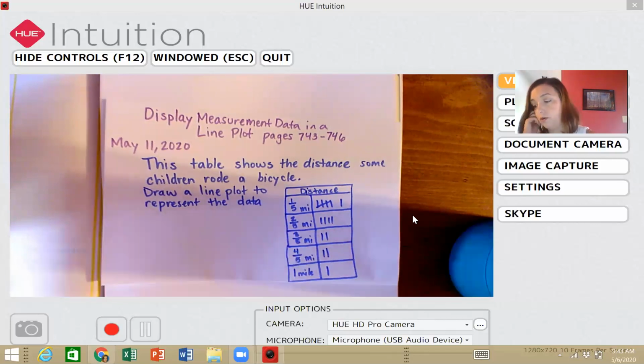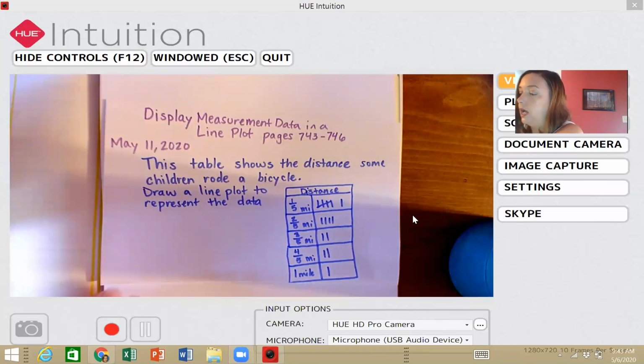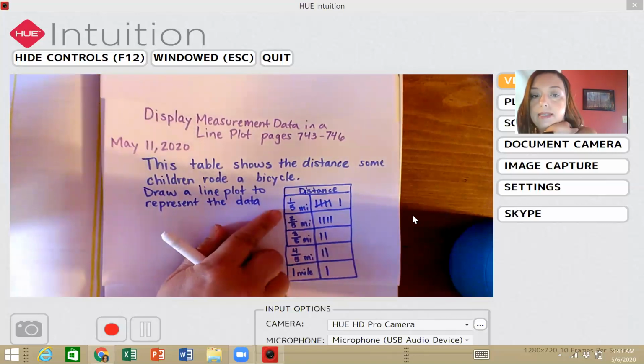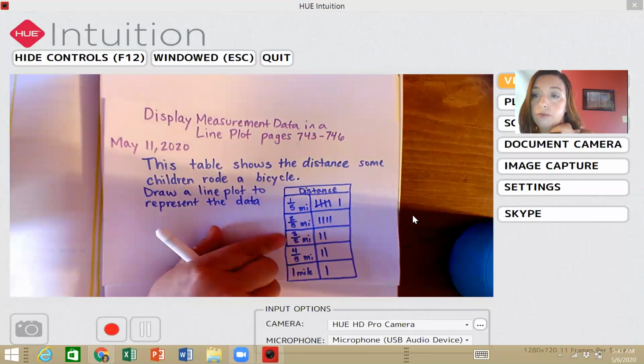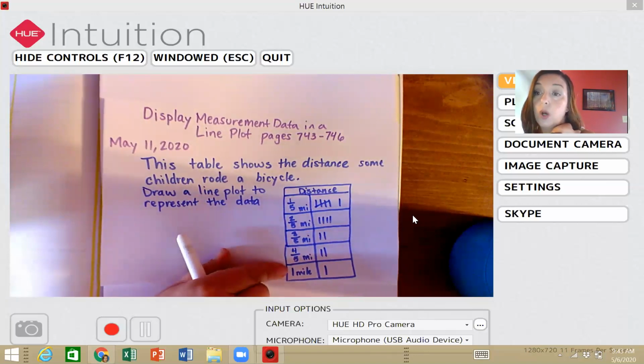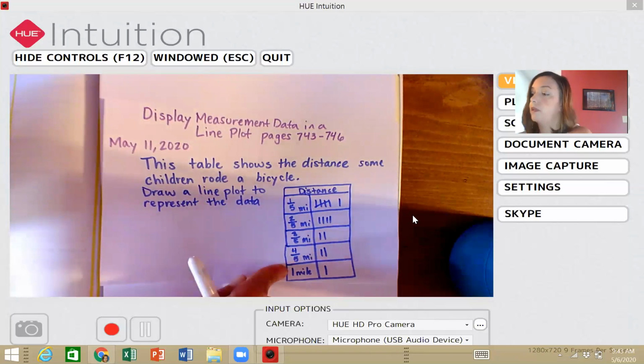So let me give you an example. So here in this data, I have 6 children went 1/5 of a mile. 4 children rode 2/5 of a mile. 2 children rode 3/5 of a mile. 2 children rode 4/5 of a mile, and 1 child rode 1 mile.